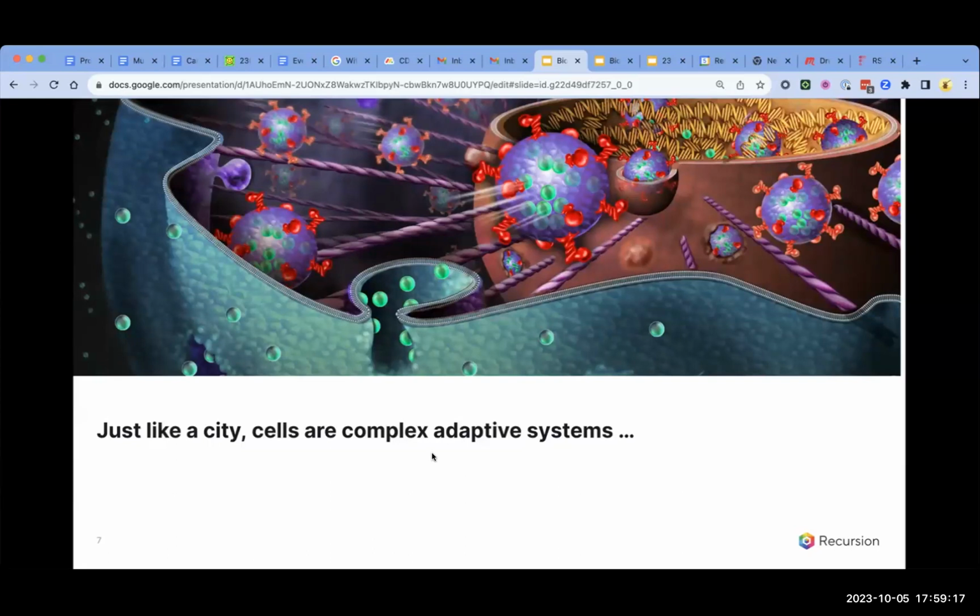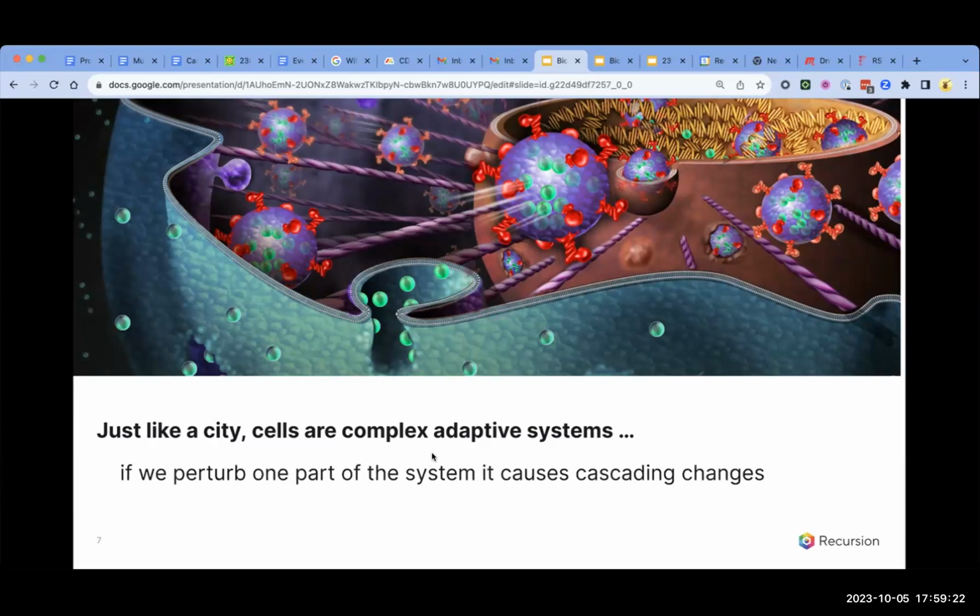So just like a city, cells are these complex adaptive systems. If we perturb one part of the system, it causes cascading changes throughout the cell. In a city, if we have construction on one street, it causes cascading changes throughout that city and you get weird traffic patterns. If we perturb a cell by making it sick or with a gene mutation, then it causes all sorts of downstream changes as well. So how can we map this complexity and understand better what's going to happen if we perturb a cell in a particular way?